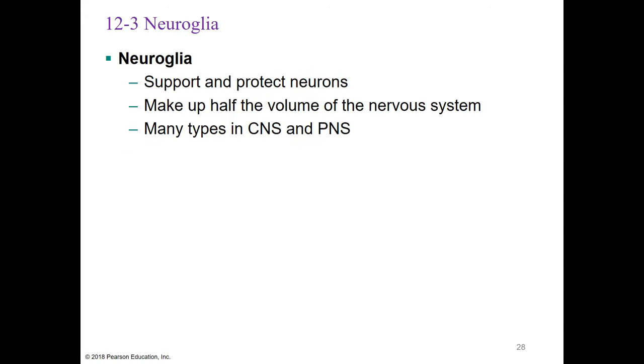So this moves us to neuroglia, which is the other super important cell type in the human body. These guys are the support staff. That's kind of how you could look at them. They're going to make up half the volume of the nervous system, and there are many types in the CNS and the PNS.